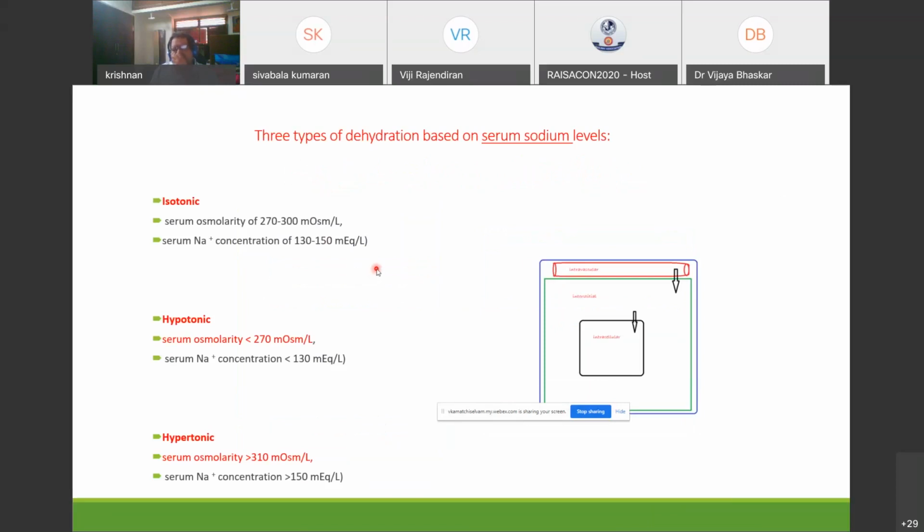Then you come to the second part. The second part is dehydration correction. This is based on what your sodium concentration is. It could be isotonic, hypotonic, or hypertonic dehydration. We don't have time to discuss each one, but the treatment differs.